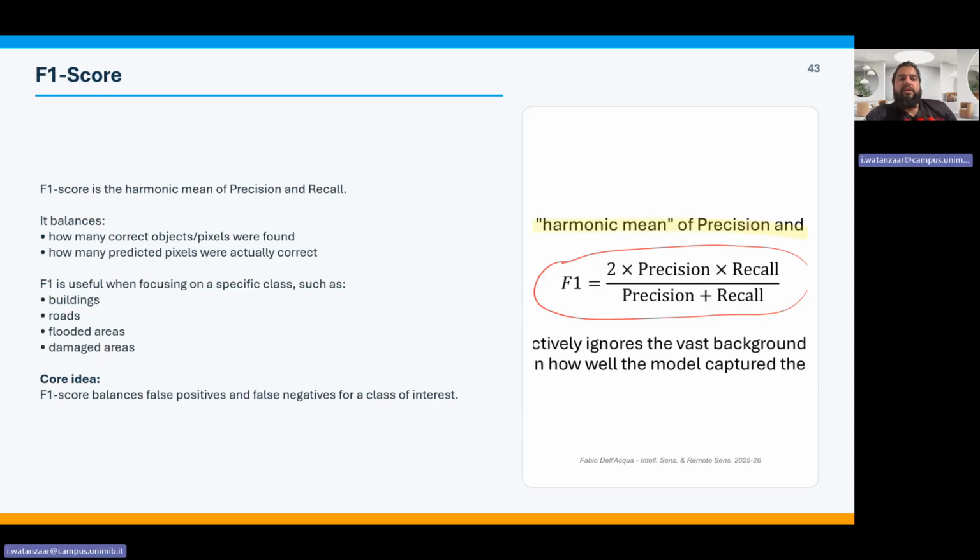It's really important. It is the F1 score. Let's suppose we use it to measure the omission error and the commission error by the precision and recall. Commission error is measured by the precision and the omission error by the recall. So they are looking at the harmonic mean of the precision and recall. It balances how many correct objects or pixels were found. So they look at how many pixels or objects are found correctly, but on the other side, how many predicted pixels were actually correct.